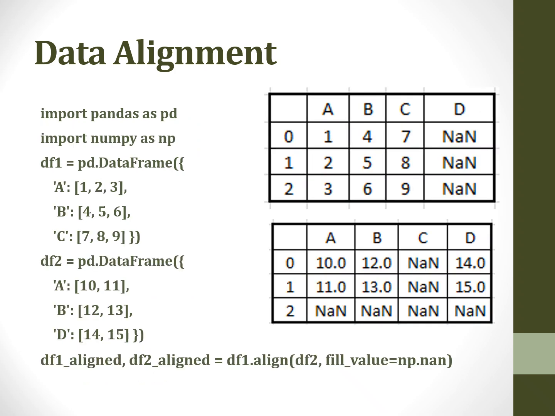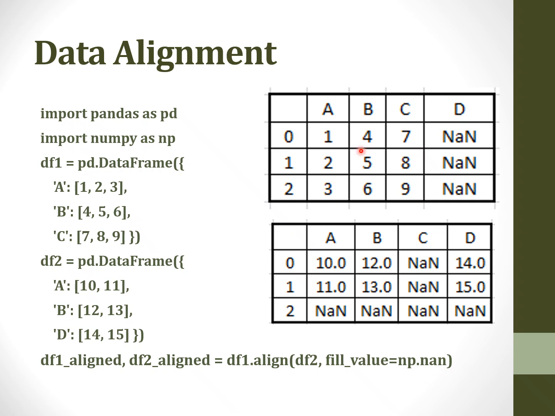So now, if you give this command, df1_align, df2_align equal to df1.align(df2, fill_value=np.nan), this means based on the size of data frame 1, you have to align the data frame 2. If the values are not present, please fill the values with NaN. So that is what is given.